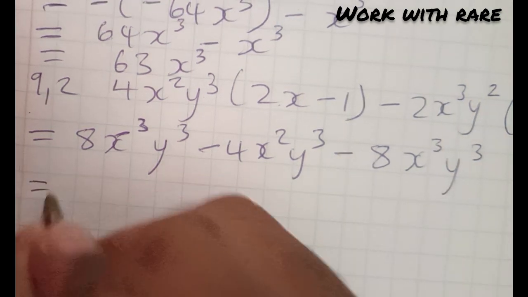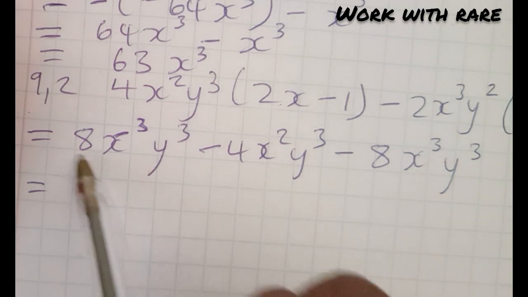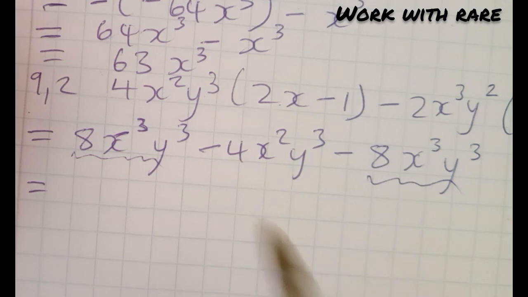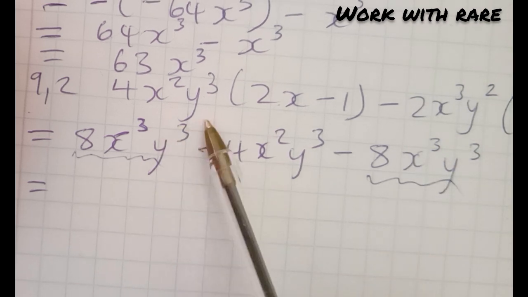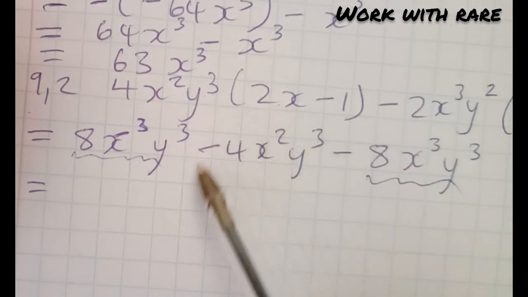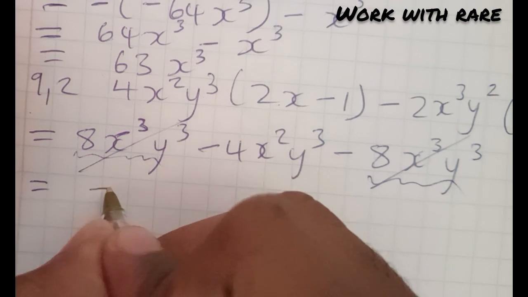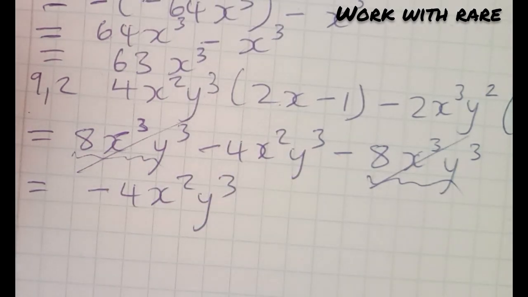So the following step, we should look for the like terms. So can you see that this one and this one are like terms? Why? Because this one is x to the exponent 3, y to the exponent 3, but they are not the same as this one. So 8 minus 8 is 0, which means these two will cancel each other, so we'll be left with this one. Okay, so this is our final answer.